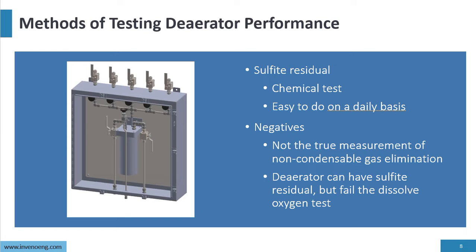Testing the deaerator performance by sulfite residual is easy to do on a daily basis, but it only tells you that you have sulfite there. A negative is not a true measurement of non-condensable gas elimination. A deaerator can have sulfite residual, but fail to remove all the dissolved oxygen per the test.